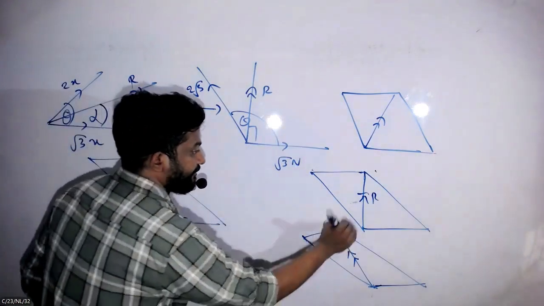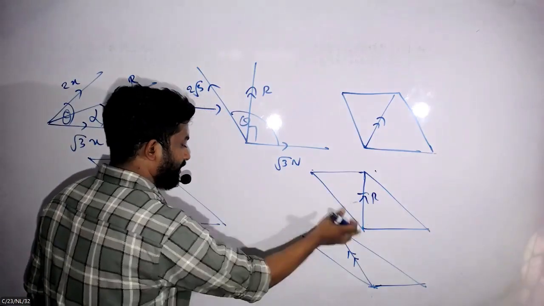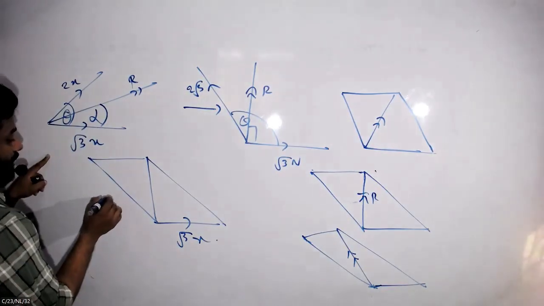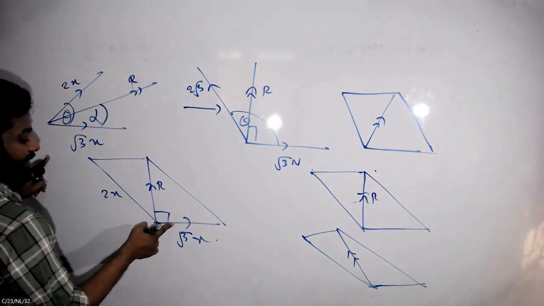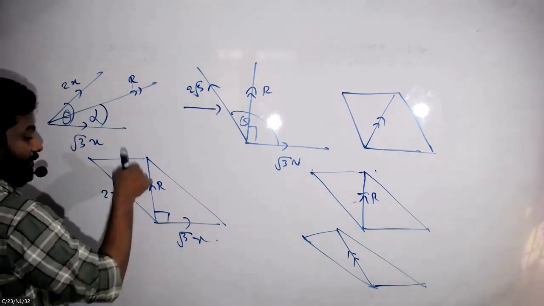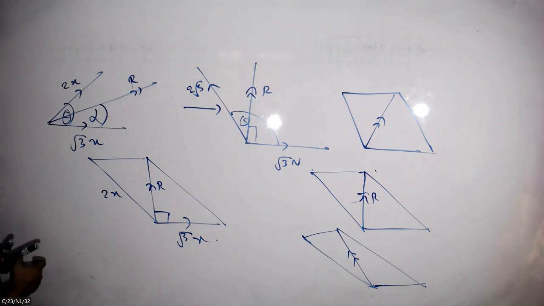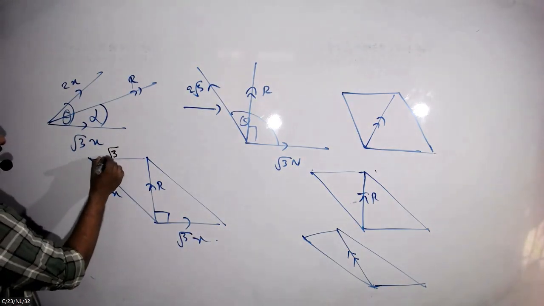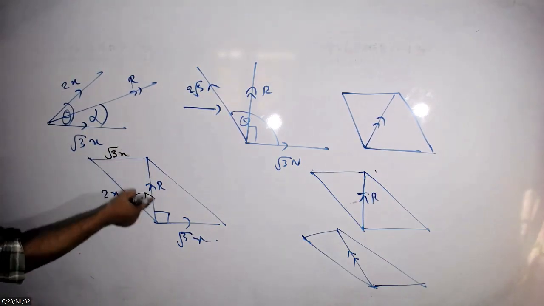First, you need to identify the shape of the parallelogram relevant to the given data. Then this one is root 3x. This one is 2x. Then this is the resultant. The resultant makes a 90-degree angle with the horizontal direction. Then you can identify the angle easily. If this one is root 3x, this one should be root 3x, no? Then you can identify this angle. This one is a right angle triangle, no?